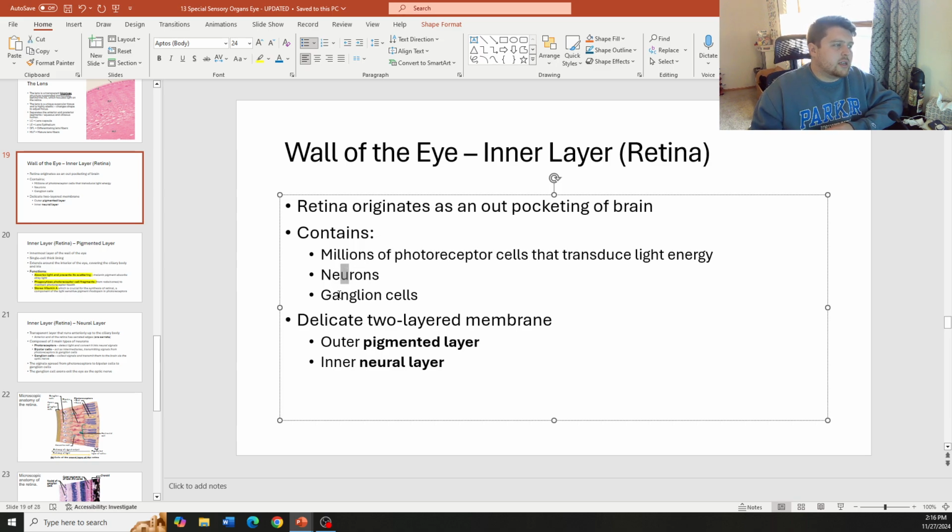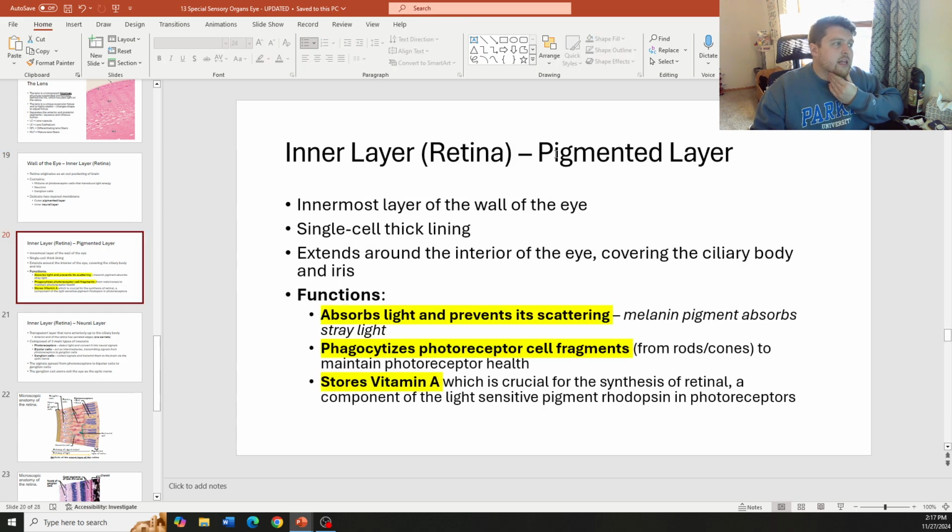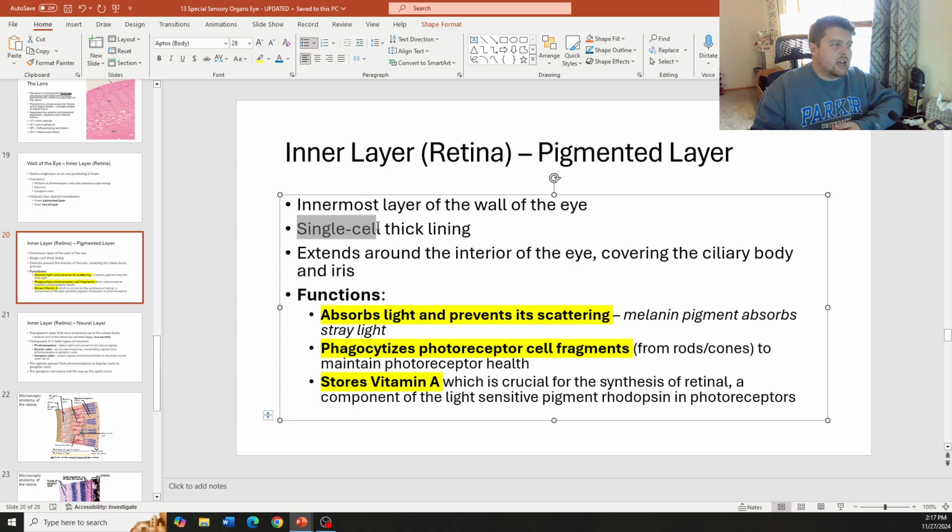You have neurons, and you also have ganglion cells. Specifically, the inner layer of the retina is also made up of two separate layers, an outer pigmented layer and then an inner neural layer. The pigmented layer is the innermost layer of the wall of the eye. It is a single cell thick lining. So one cell around the whole eye, one cell in each spot, making a sheet that is single cell thick.